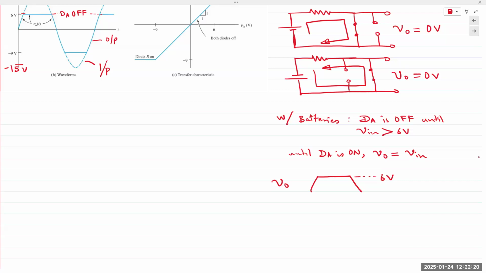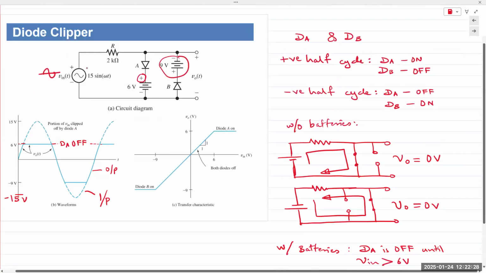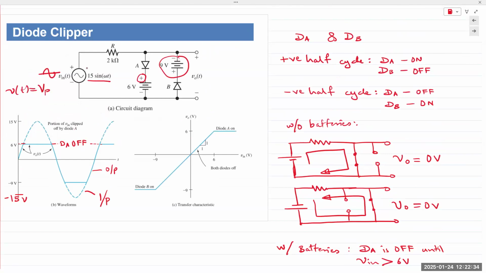Yes. Plus 15 and minus 15 right here. So 15 sine omega t, V of t is Vm or Vp sine omega t. And Vp is only half of peak to peak. So plus 15 and minus 15.